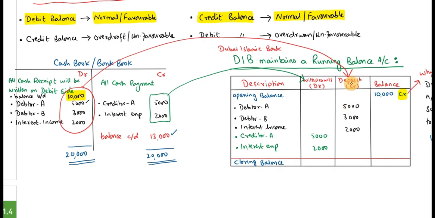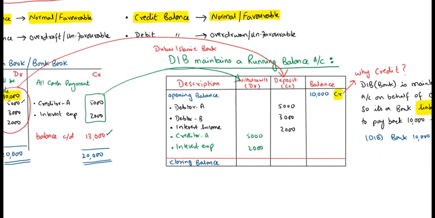So credit means deposit. What does deposit mean? Does it increase our bank or decrease our bank? Deposit means if we deposit 5,000 in our bank, for example, ABC Limited deposits 5,000 in Dubai Islamic Bank, will the account increase or decrease? Please tell me. Its account will increase. Because we have 10,000 in balance, we deposit 5,000 more, then the total will be 15,000. 3,000 deposit more, the total will be 18,000 credit. Now 2,000 deposit more, the total will be 20,000.